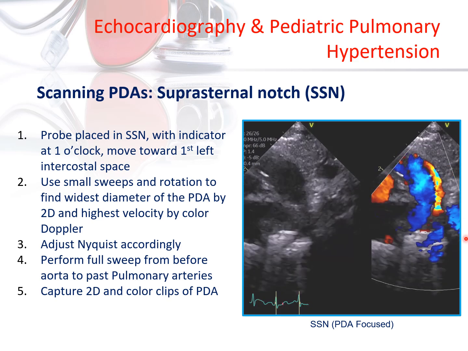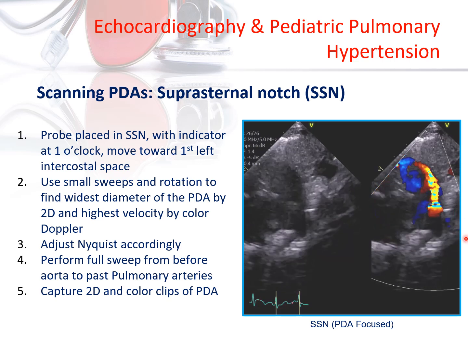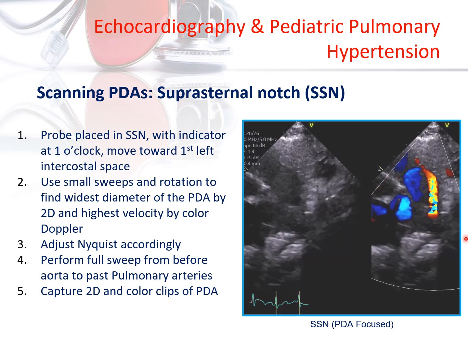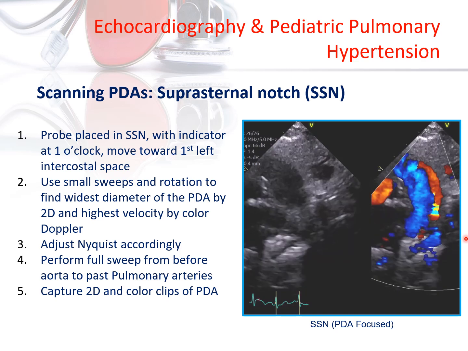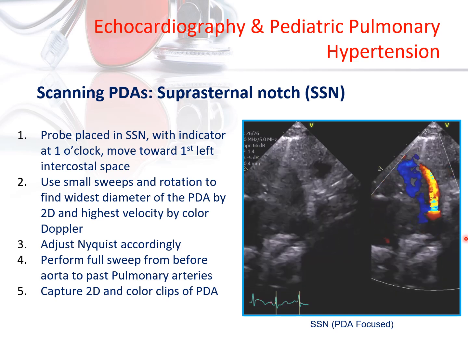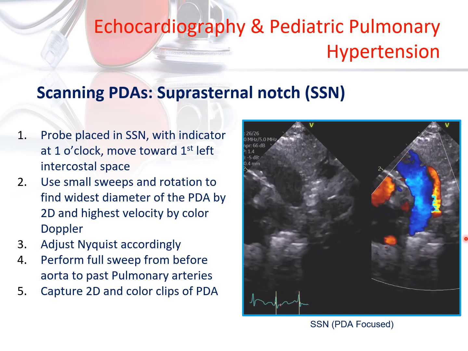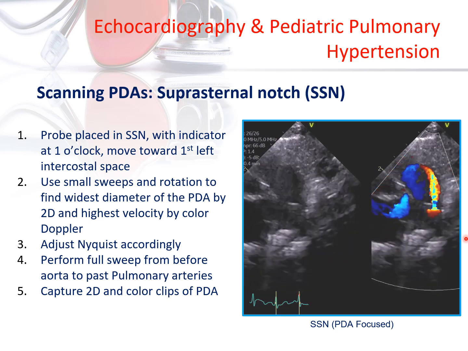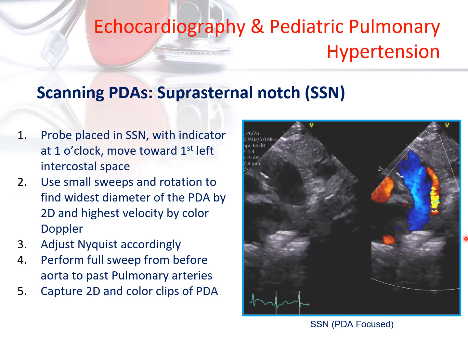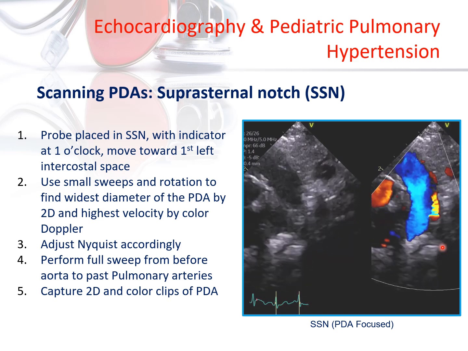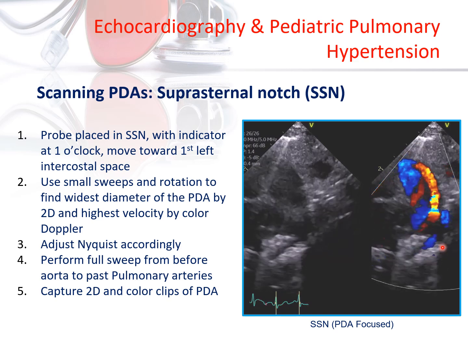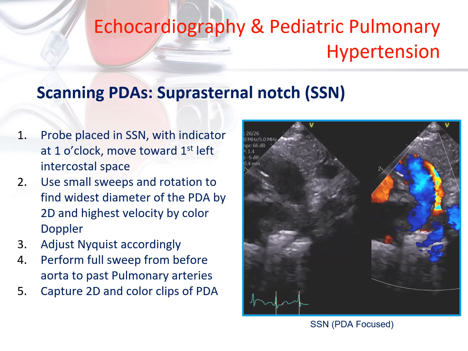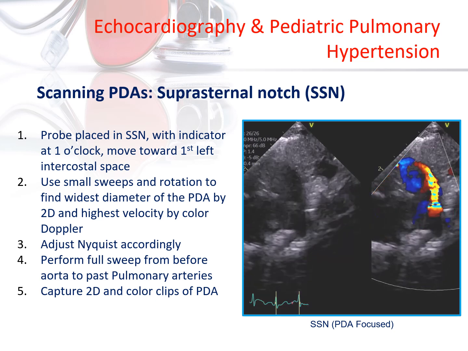All right, suprasternal notch. You want to place the probe in the suprasternal notch with the indicator around 1, then move towards the first left intercostal space. Again, you want to use small sweeps and rotation to find the widest diameter of the PDA by 2D and highest velocity by color. Adjust the Nyquist accordingly, like we just discussed. And then you want to perform full sweeps from before the aorta and past the pulmonary arteries. Capture 2D and color clips of the PDA. And again, you want to drop PW here for directionality and most likely CW for the highest velocity.